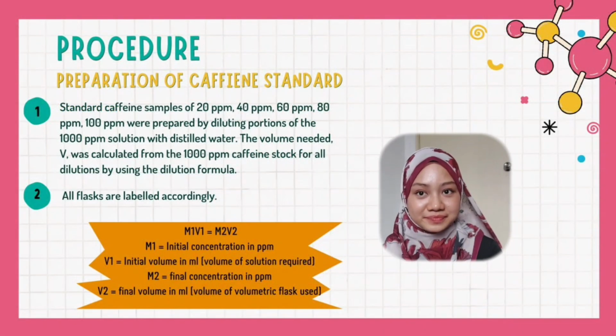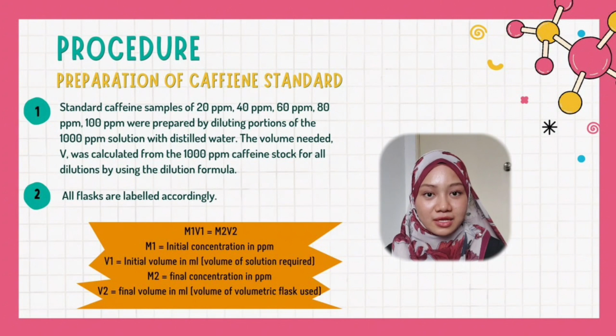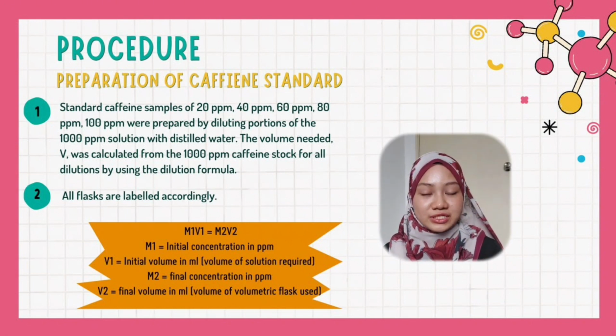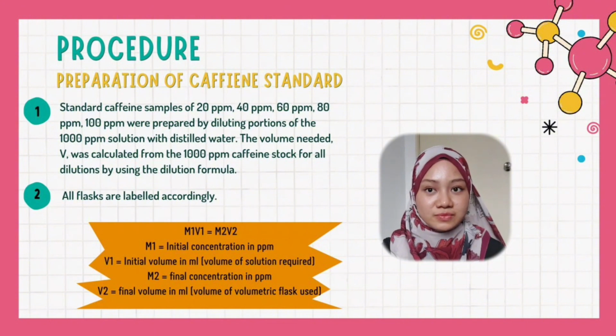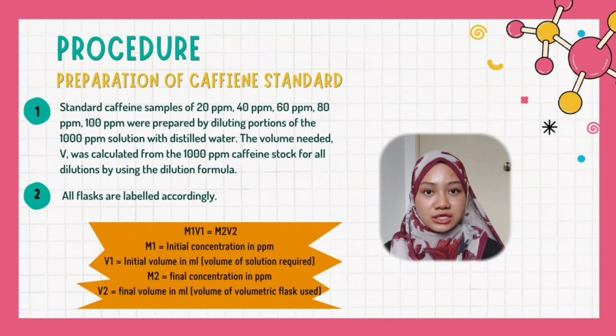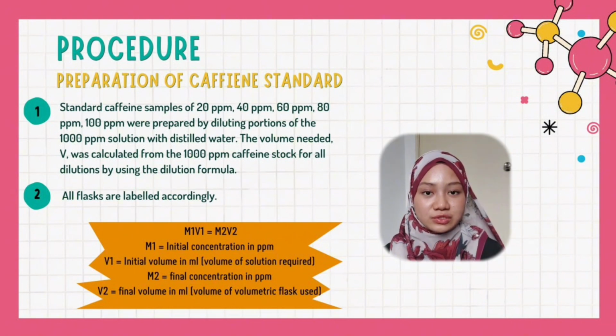Next, for the procedure, the preparation of caffeine standards. Firstly, standard caffeine samples of 20 ppm, 40 ppm, 60 ppm, 80 ppm, and 100 ppm were prepared by diluting portions of the 1000 ppm solution with distilled water. The volume needed was calculated from the stock for all dilutions by using the dilution formula, where M1V1 equals M2V2.